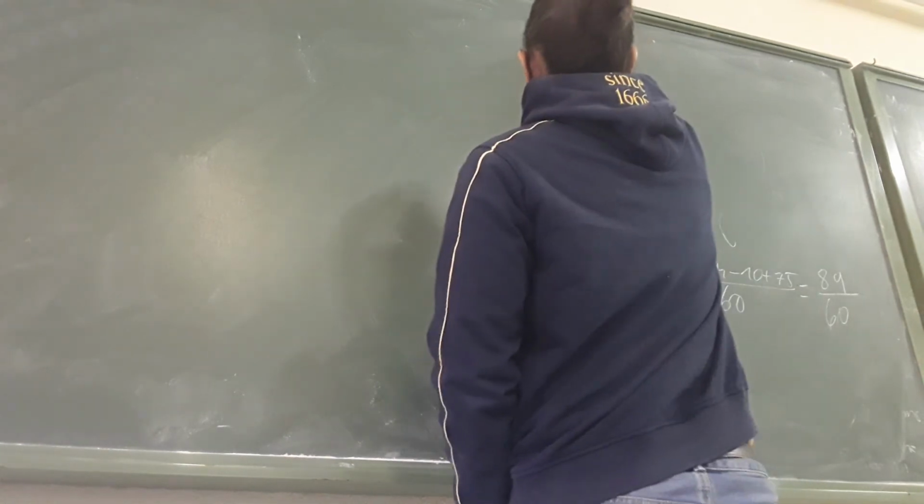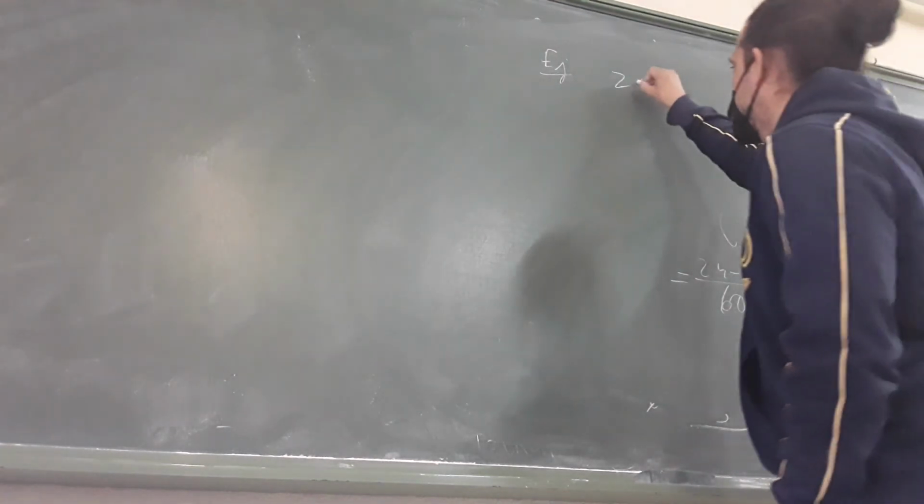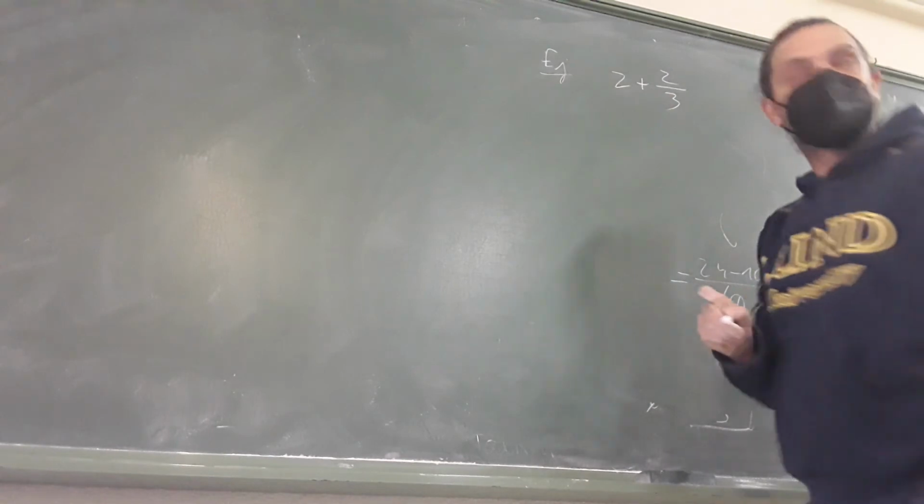Okay, what happens? Another example, Adriano. When we've got one integer, un entero, puede ser positivo. Si digo entero, puede ser el 2 o puede ser el menos 2, ¿no? Pero bueno, vamos a dejarlo negativo de momento. One integer and one fraction. 2 plus 2/3. What can we do in this case?